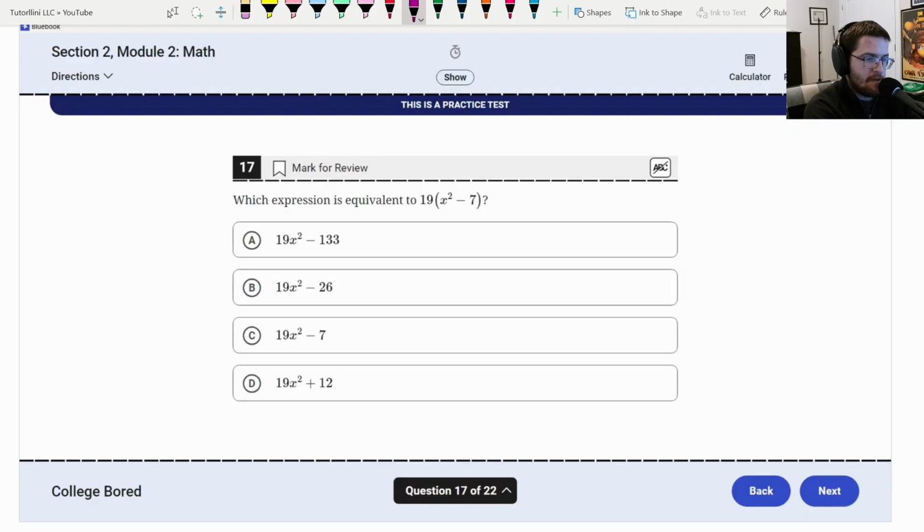Okay, question 17. So just by taking a little peek at the answer choices, all we're going to do is distribute. So 19 times x squared, that's just 19x squared. And 19 times negative 7, that's negative 133, which gives us answer choice A. We could also do this one entirely on Desmos. Let's go do that.